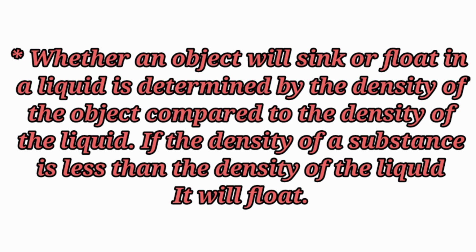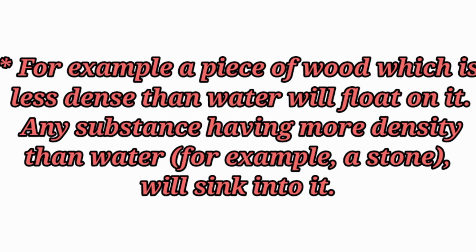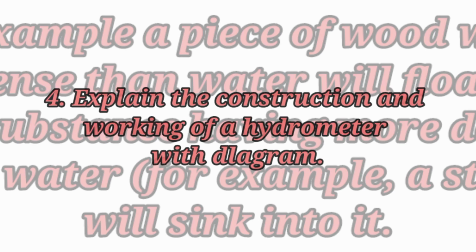If the density of a substance is less than the density of the liquid, it will float. For example, a piece of wood which is less dense than water will float on it. Any substance having more density than water, for example, a stone, will sink into it.